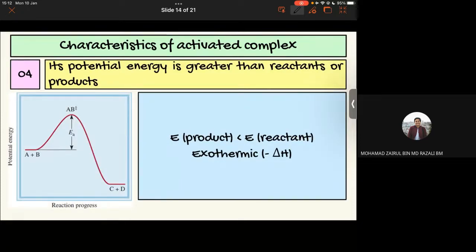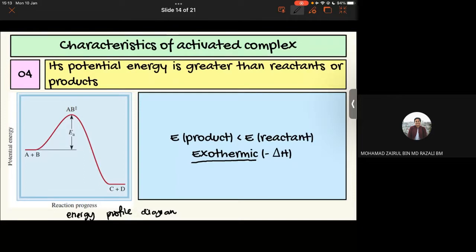Now, one of the main characteristics activated complex ataupun transition state ni adalah potential energy of transition state is greater compared to reactant and product. Okay, ini kita panggil sebagai energy profile diagram. This diagram you need to know how to draw lah. Okay, energy diagram we have two different diagrams. It depends on whether the reaction is exothermic atau reaction itu adalah endothermic. Okay, kalau reaction itu adalah exothermic, okay, energy of the product must be less than energy of the reactant.